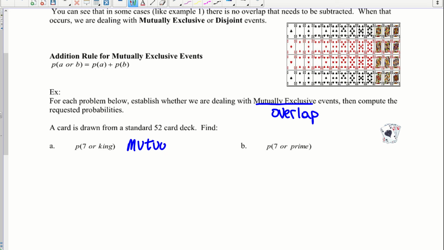Mutually exclusive. I almost said not mutually exclusive, but it is mutually exclusive, because they're excluding one another mutually. So that's our license to say I just take the probability of getting a 7, which is 4 out of 52, and I take the probability of getting a king, also 4 out of 52. And that's going to give me 8 out of 52.